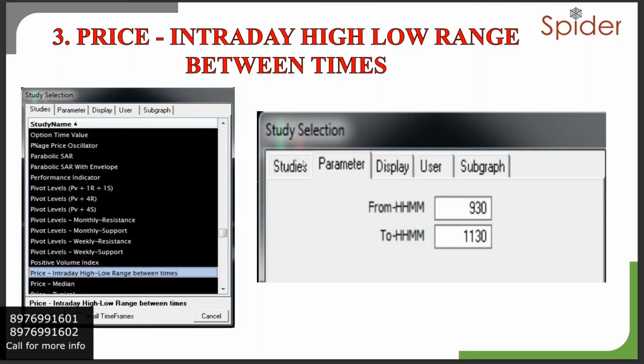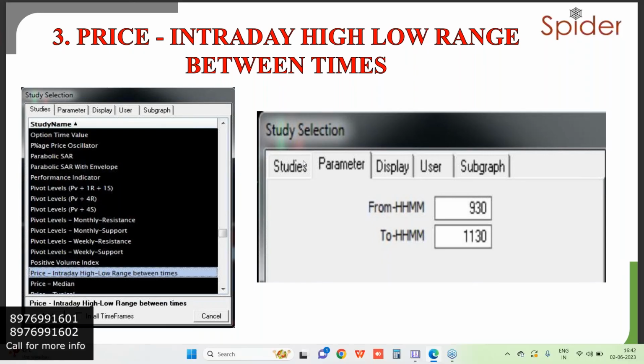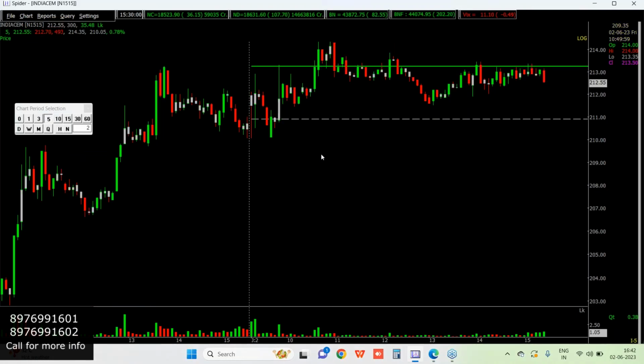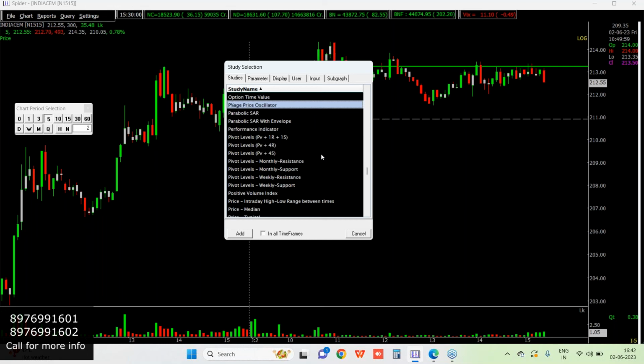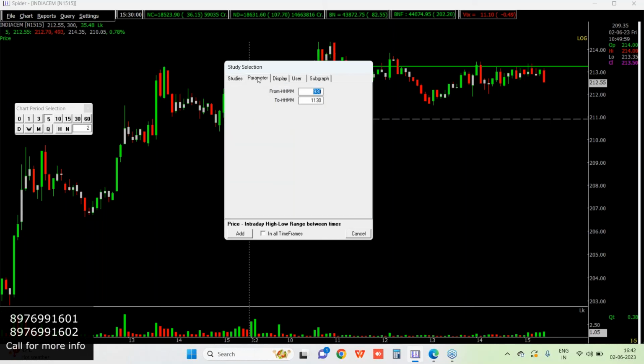Okay, so that will help you on every chart or on every stock name where you can replace and see the levels. So I go to the software and here you can press S on the chart, and then press price P. You have to go to the price and there is an option of intraday high low range between times. Once you select this, go to the parameters and here you can see this is a format. By default it's 9:30 to 11:30.